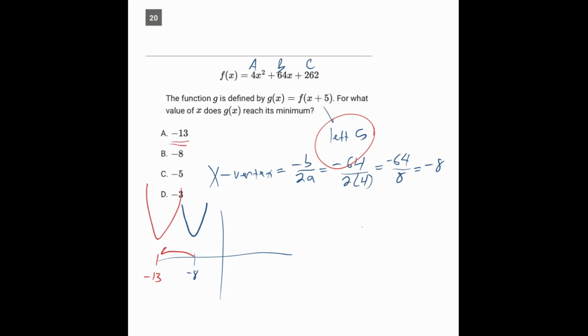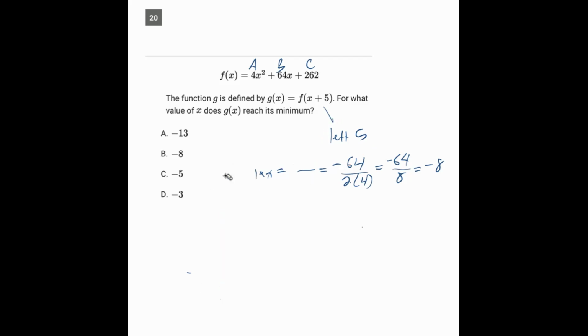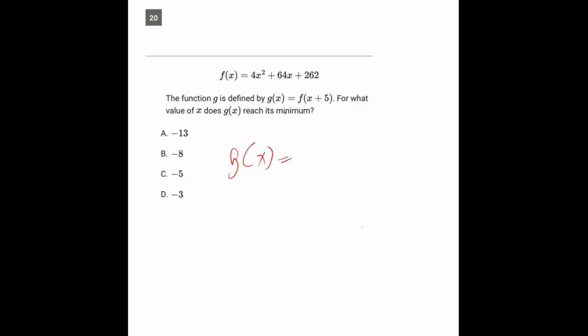Now we have one last way we can do this, which is through Desmos. If we know that to get g of x, you're plugging in x plus 5 to f of x, well, that would basically be like having our f of x function, and everywhere where we see an x, we're going to replace that with x plus 5. So let's just write out what that would look like real quick. g of x is f of x with x plus 5 replaced into it. So 4(x plus 5) squared plus 64(x plus 5) plus 262. And what does that look like on Desmos?